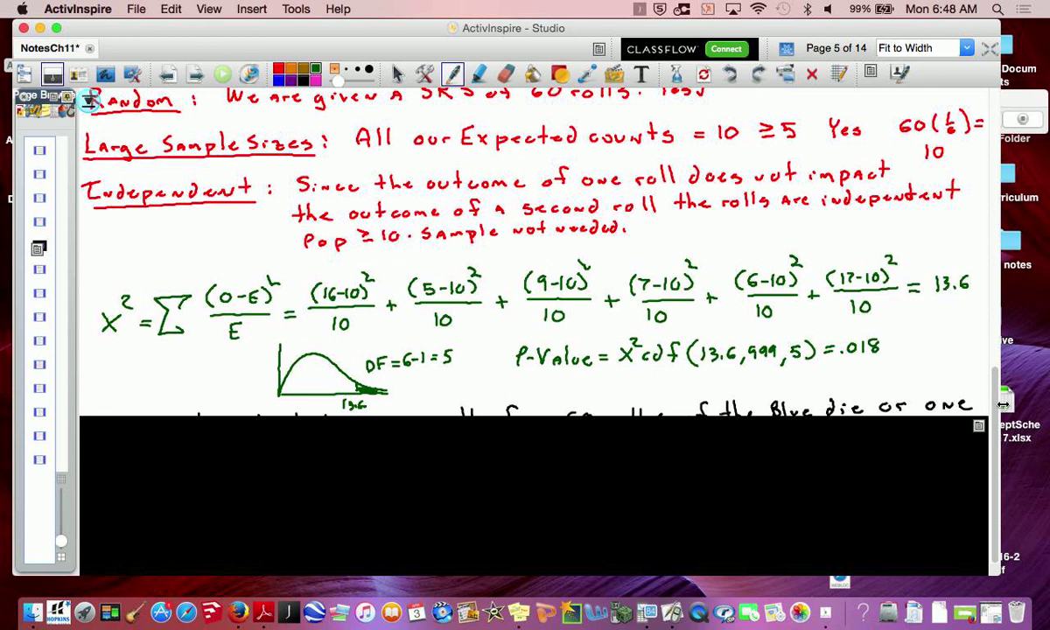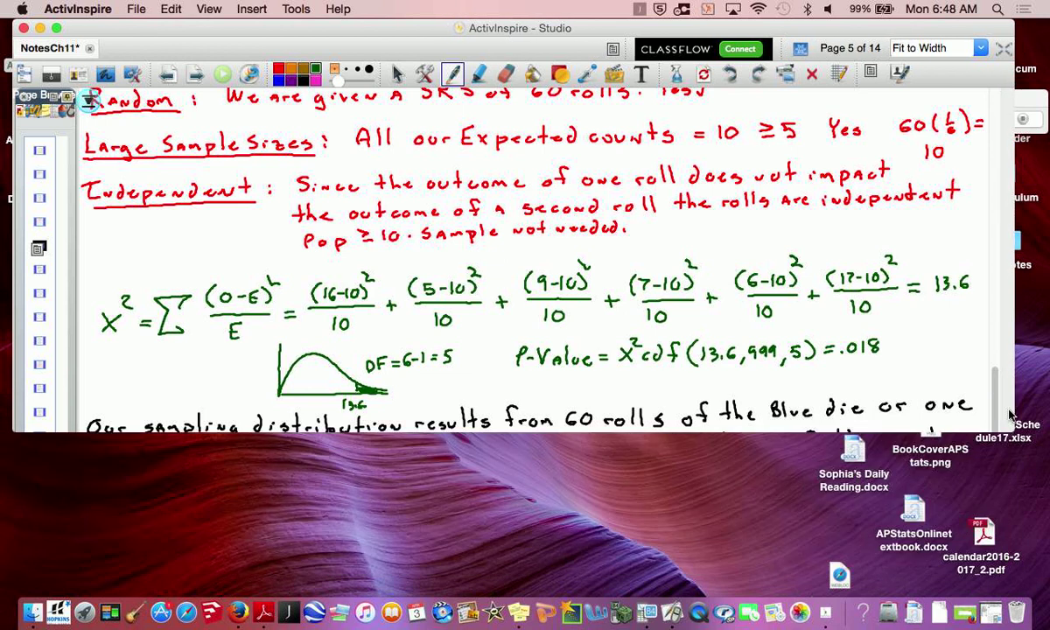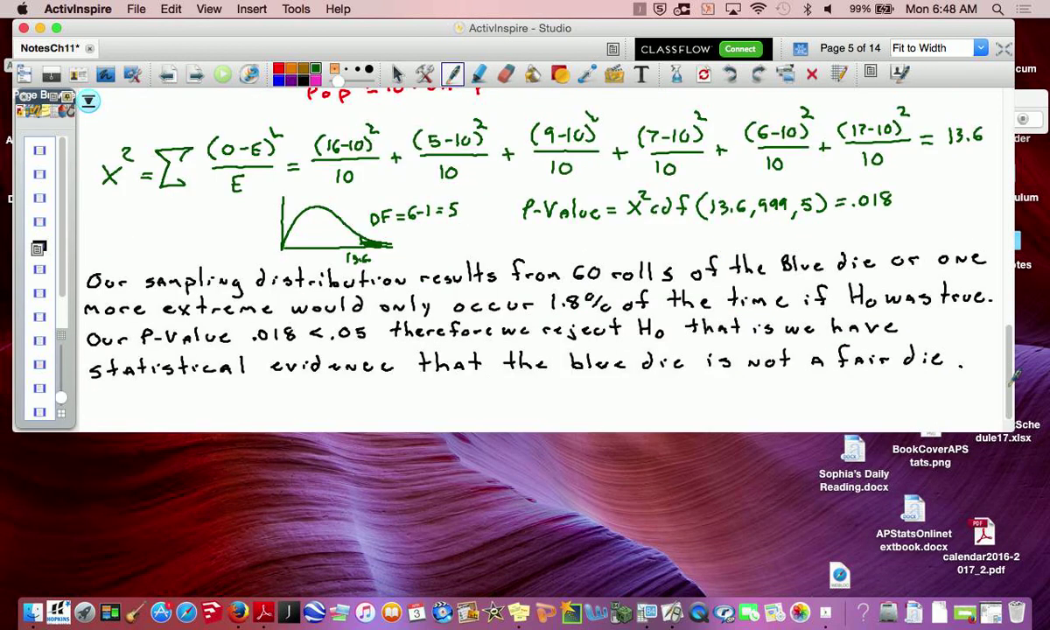All right, so the conclusion part here. So what would we say about our sampling distribution? All right, let me move that up a little bit so it's a little bit easier to see. It's more in the middle of the screen. So we would say that our result from 60 rolls, or one more extreme, would only occur 1.8% of the time if our null hypothesis was true, meaning the die was a fair die.